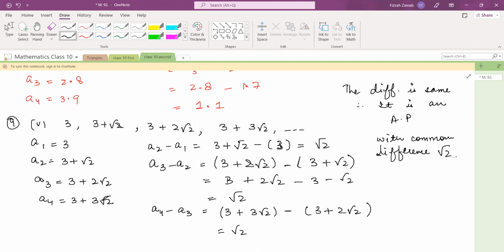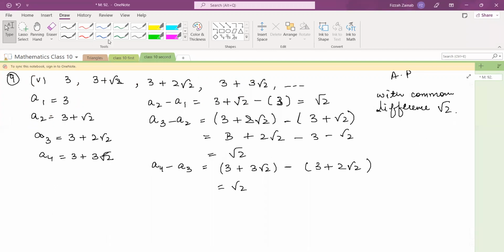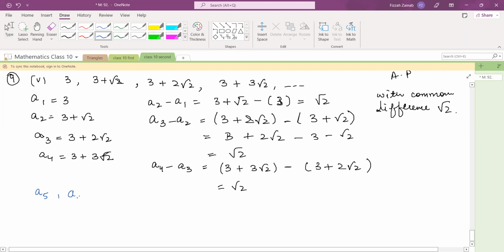Okay, now you do the 11th part. Okay, Hamna? Do the 11th part here. Ma'am, we should find 3 more terms also, right? And write 3 more terms. Oh yes, you have to write 3 more terms. So that means up to A4 you know, and you have to write A5, A6 and A7. This also you have to write. So basically now you know small d and A. So your A is 3 and your small d is under root 2.